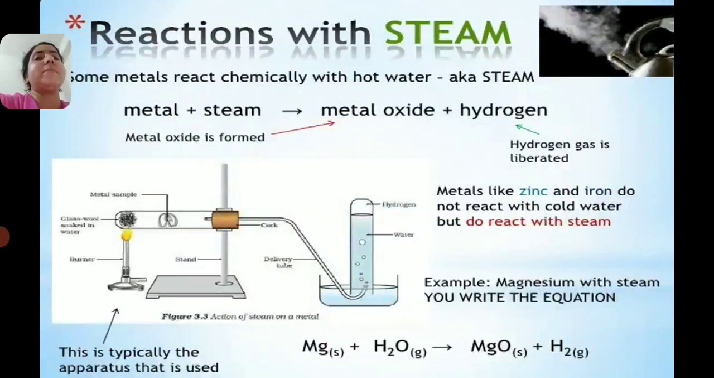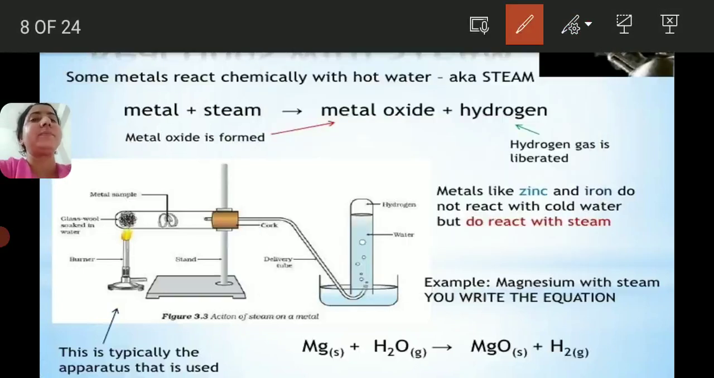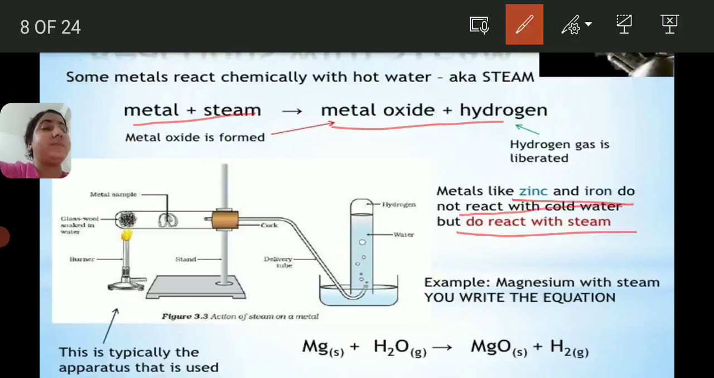Reactions with steam. Some metals react chemically with hot water, that is steam. Metal plus steam gives metal oxide with the release of hydrogen gas. So metals like zinc and iron do not react with cold water but do react with steam. This is because they are not that highly reactive.